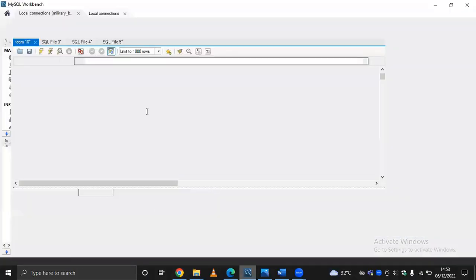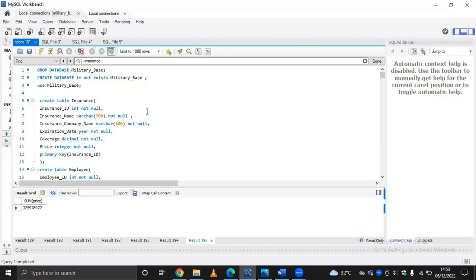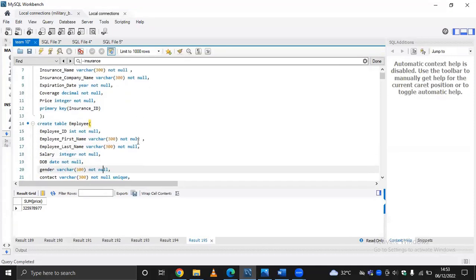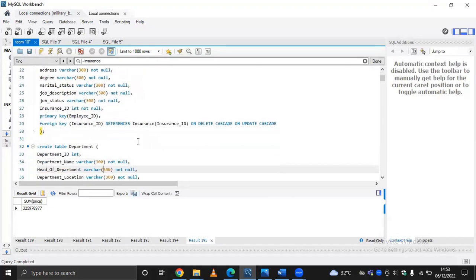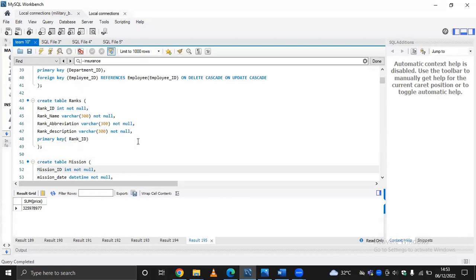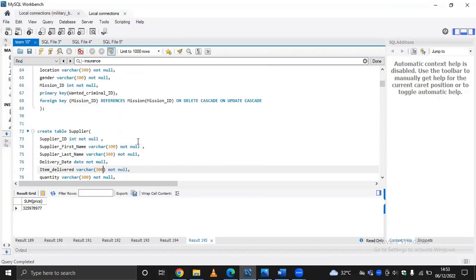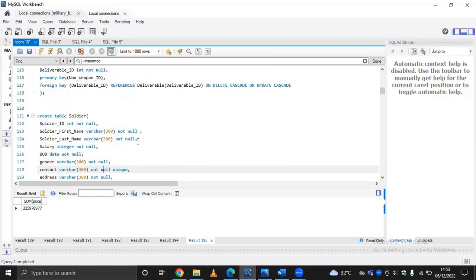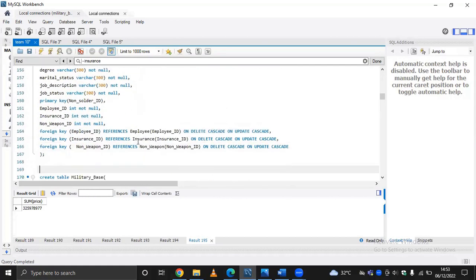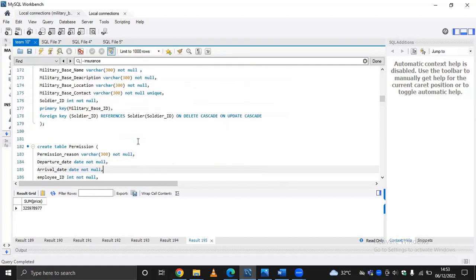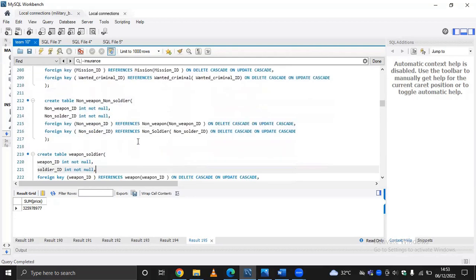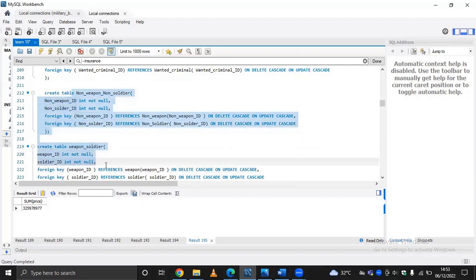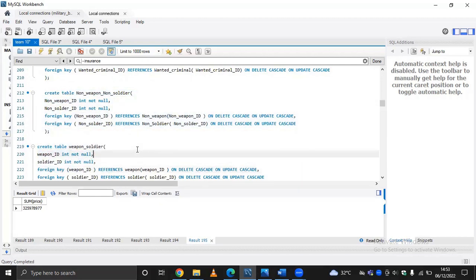So in the code, I'm going to talk about how I created tables and how I inserted the values, and also how I used indexes. So you can see this is how I create an insurance table. This is my employee table. This is department table. This is rank, mission, wanted criminal, supplier, deliverable, weapon, non-weapon, soldier, non-soldier, military, permission, my weak entities, team, soldier on the mission, wanted criminals, and this one are for the composition tables.